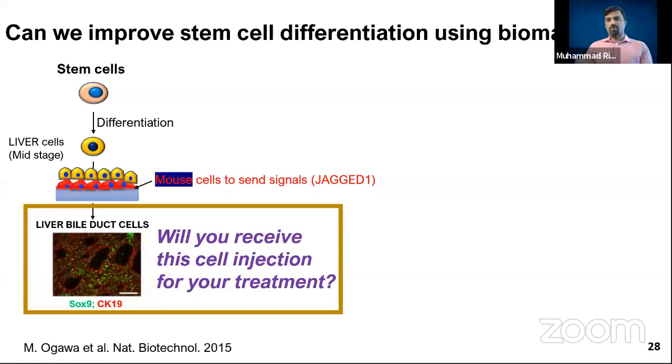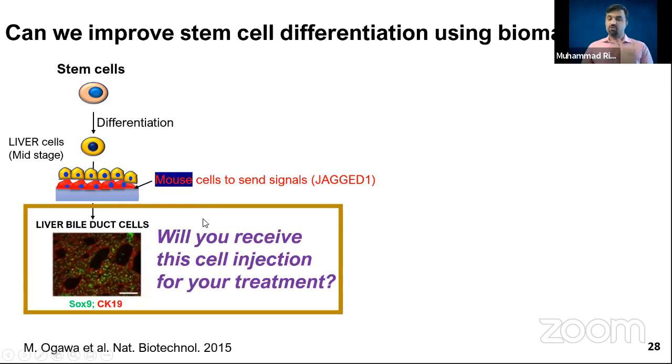Our collaborators here in Toronto developed a new method in 2015, which could be used to convert stem cells to liver cells. But it was a mid stage of liver, or more appropriately called progenitor cells. They put these mid-stage liver cells on top of mouse cells as a feeder layer, and these mouse cells were sending signals so that they could become liver bile duct cells.